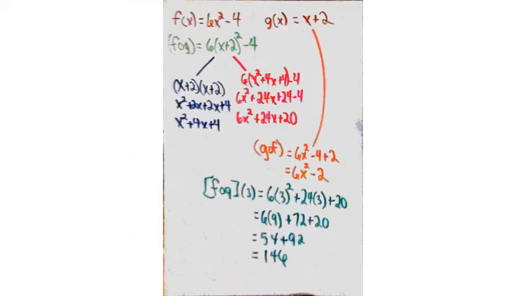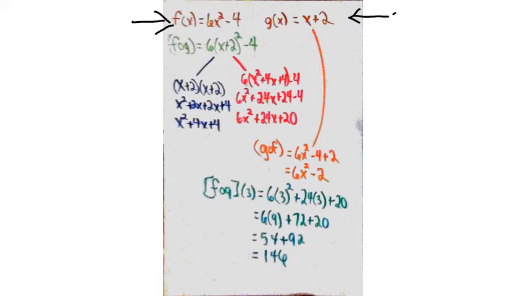Okay, well, I'm still on page 58. I'm still looking at example 2. I'm at the bottom of the page, but now I'm on guided practice 2B. And so we are given two functions. I have f of x equals 6x squared minus 4. And I'm also given that g of x is equal to x plus 2.